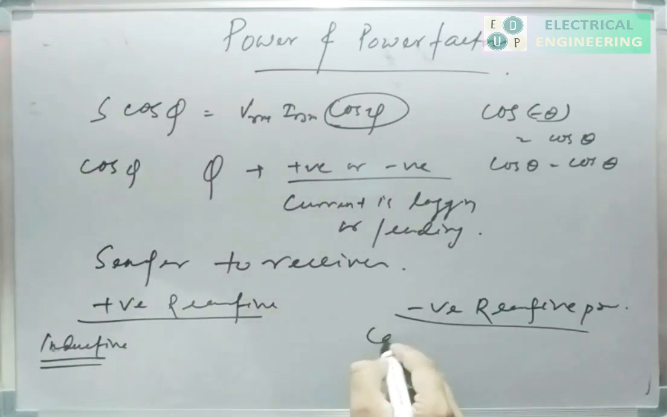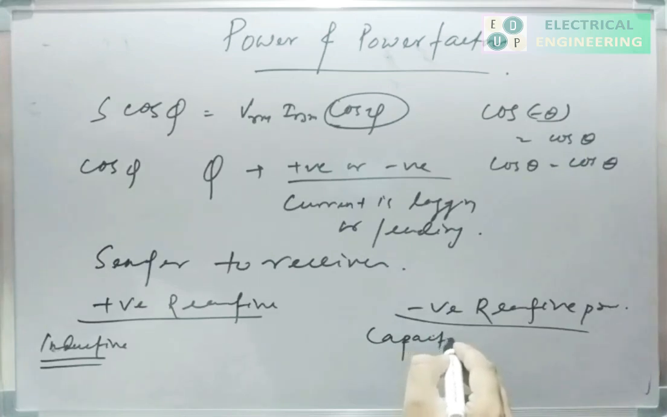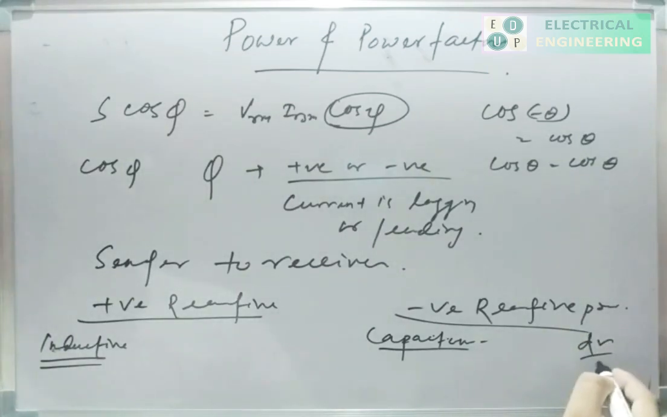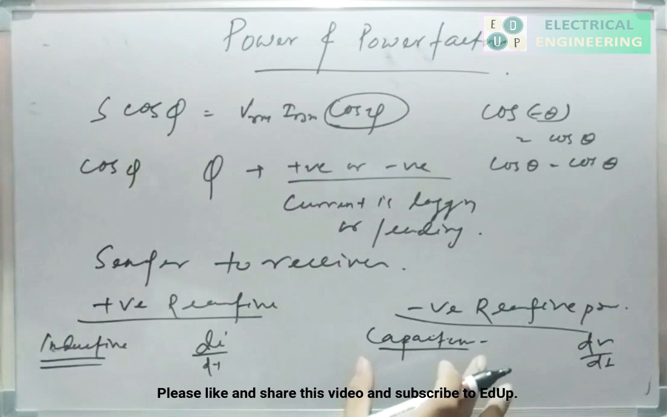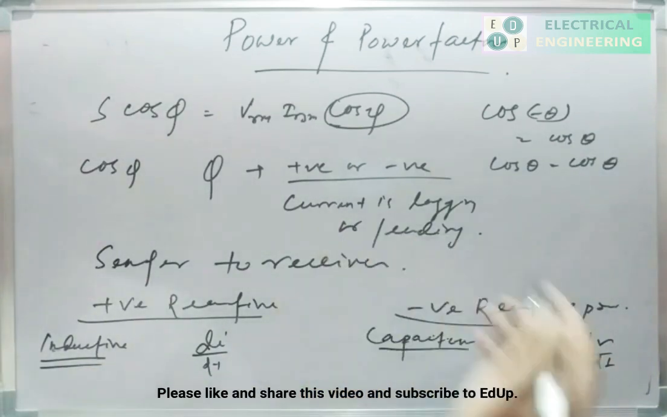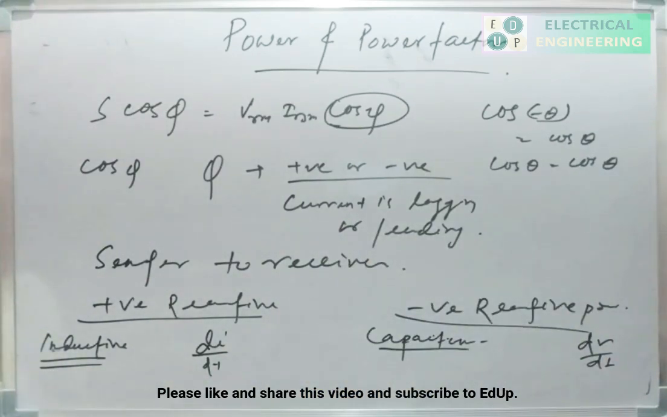In case of a capacitance, what happens here? A capacitor opposes sudden change in voltage, dV by dt. Okay, it opposes dV by dt, while the inductor opposes di by dt. And how does it do it? It does it by leading the current from the voltage by some angle. Here current is leading, and in the inductive case current is lagging.